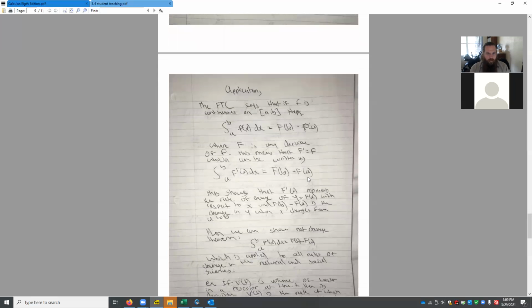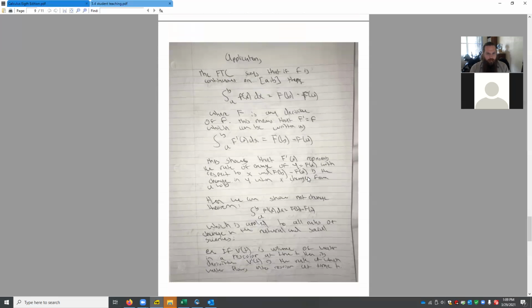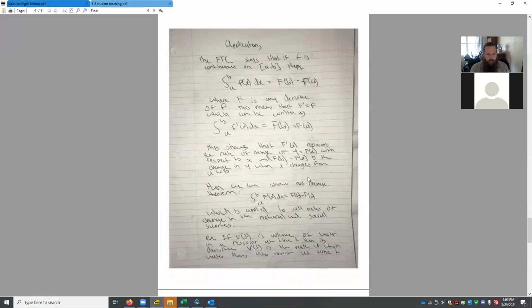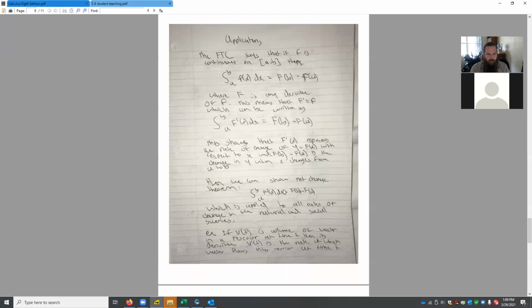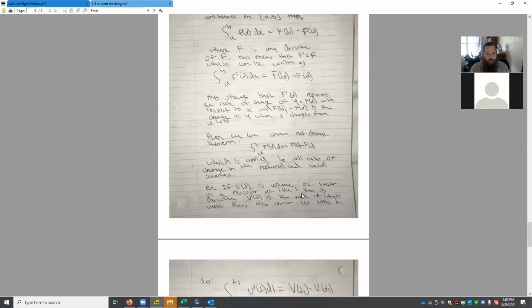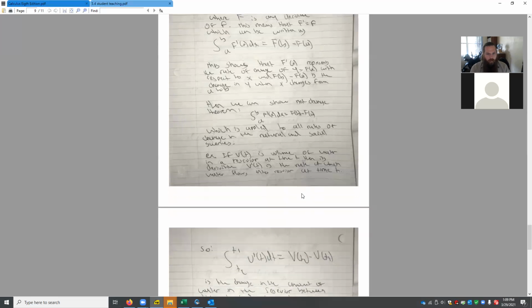Applications, FTCs like this. So this represents the rate of change. Yep. So this is like an average rate of change. Then we can show that net change. Good. Yeah, very, very good.